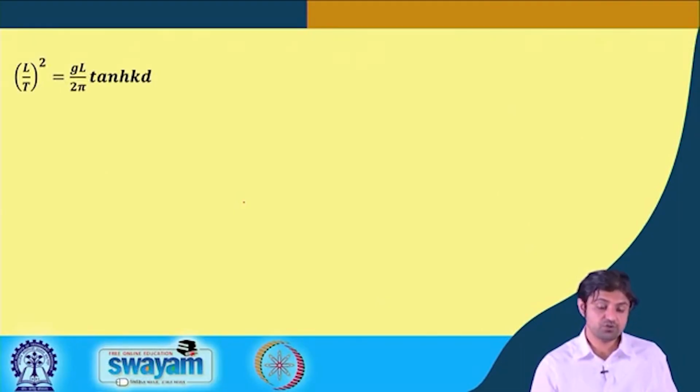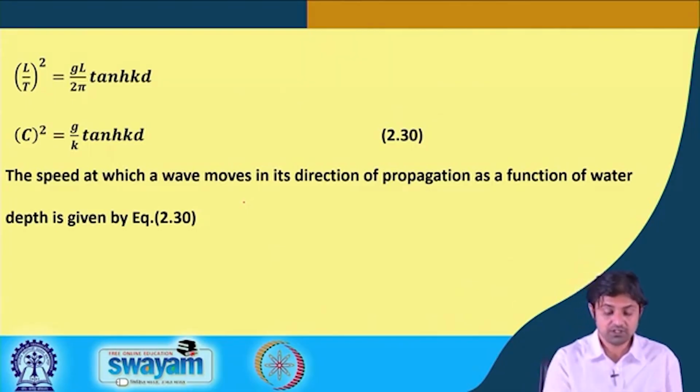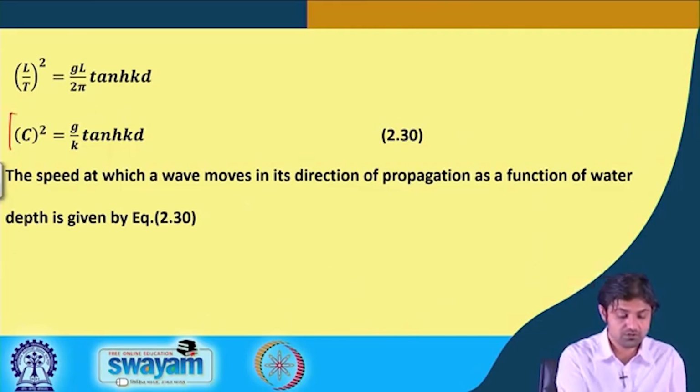Substituting sigma and k in terms of T and L, we get 2 pi by T whole square is equal to g into 2 pi by L into tan h k d, or C square is equal to g by k tan h k d, because L by T can be written as C. So the speed at which a wave moves in the direction of propagation as a function of water depth can be given by this equation.